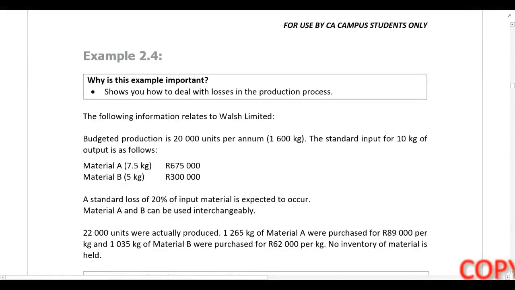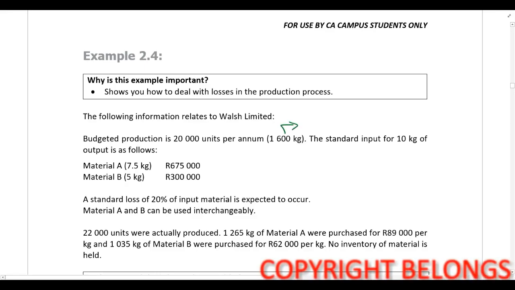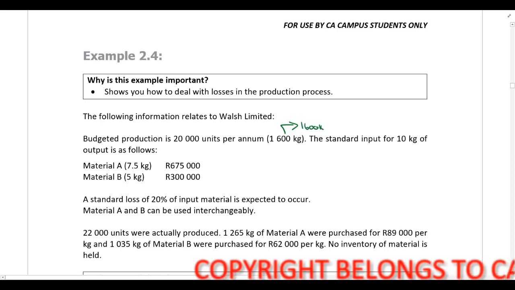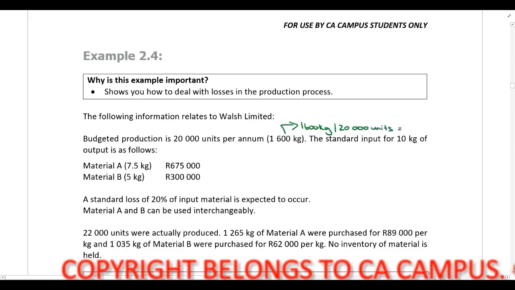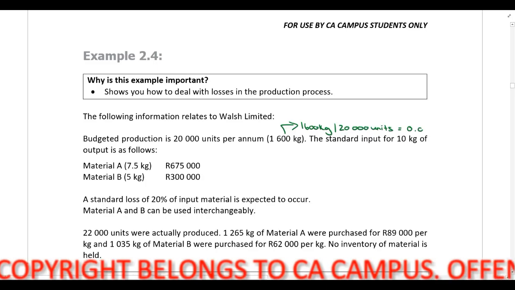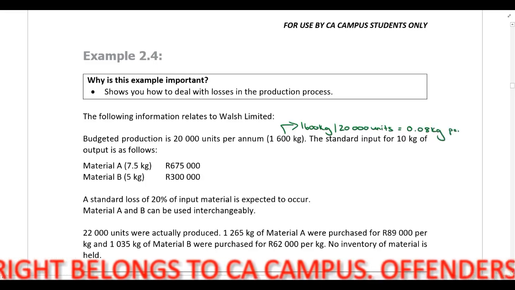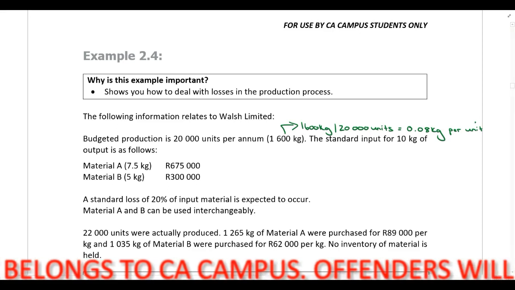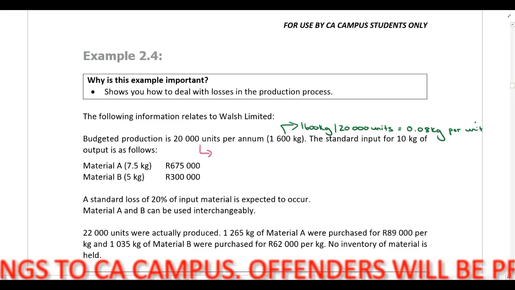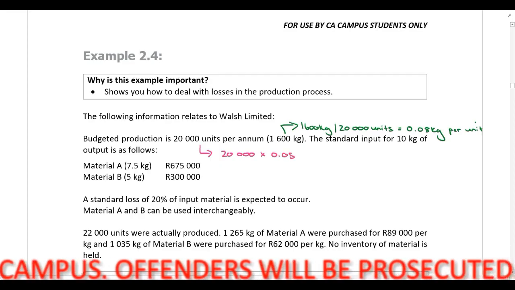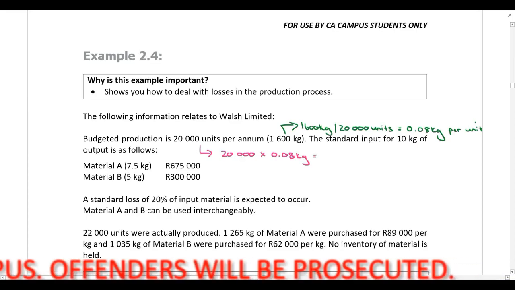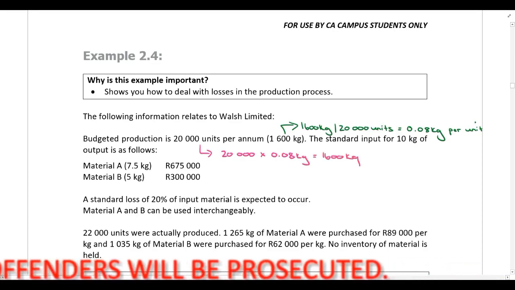The following information relates to Walsh Limited. Budgeted production is 20,000 units per annum, which is 1,600 kilograms. All right, so if 1,600 kilograms is 20,000 units, that means 1 unit is 0.08 kilograms. And if you aren't happy with that calculation, just look at it logically like this. 20,000 units multiplied by 0.08 kilograms per unit gives me 1,600 kilograms.